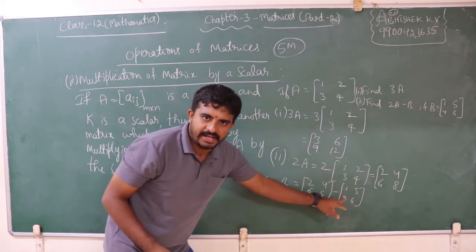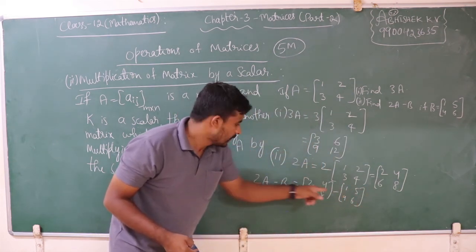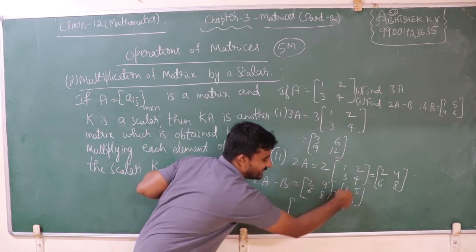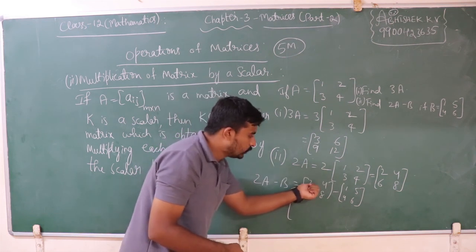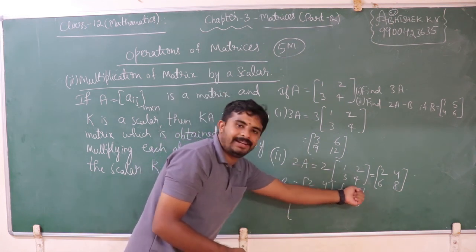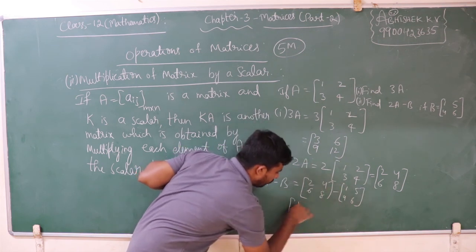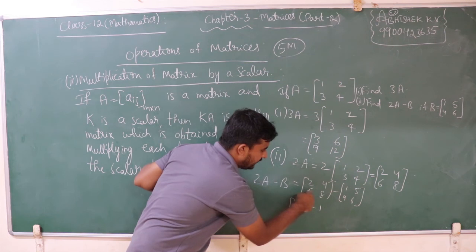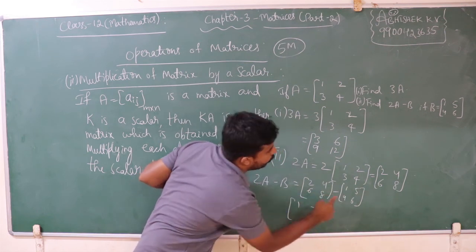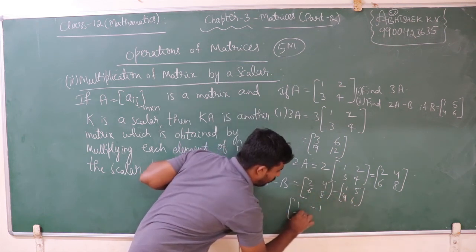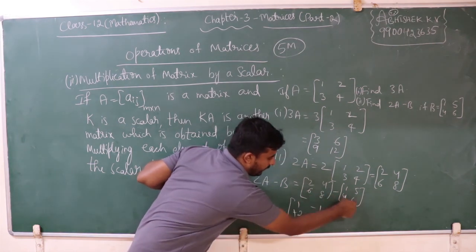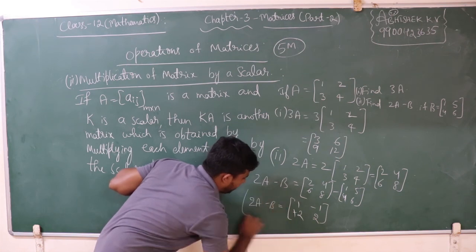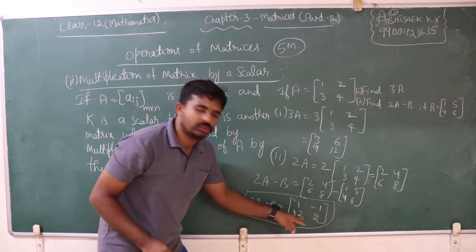This can be obtained by taking the difference of the corresponding elements of A and B. That is, 2 minus 1 is 1. 4 minus 5 is minus 1. 6 minus 4 is plus 2. 8 minus 6 is again plus 2. Therefore, 2A minus B is obtained: [1, minus 1; 2, 2].